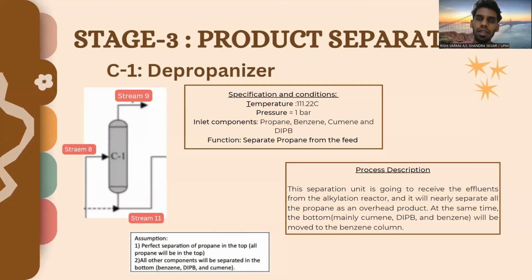The main function of the depropanizer is to separate propane from the feed. This is because the fresh feed propylene contains a little amount of propane which does not get involved in CUMENE production. So this depropanizer runs at 111 degrees Celsius and 1 bar in pressure. This separation unit receives the effluent from the alkylation reactor, which is stream 8, and it will nearly separate all the propane as an overhead product and purge it out. This refers to stream 9. So the bottom product, which mainly consists of CUMENE, diisopropylbenzene and benzene, we move to the benzene column.